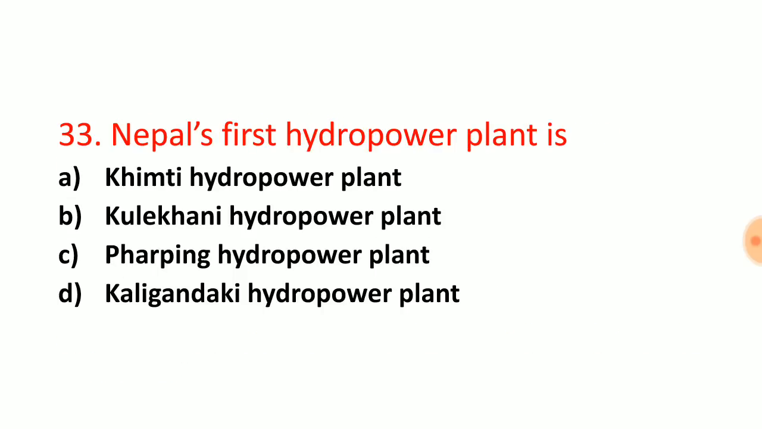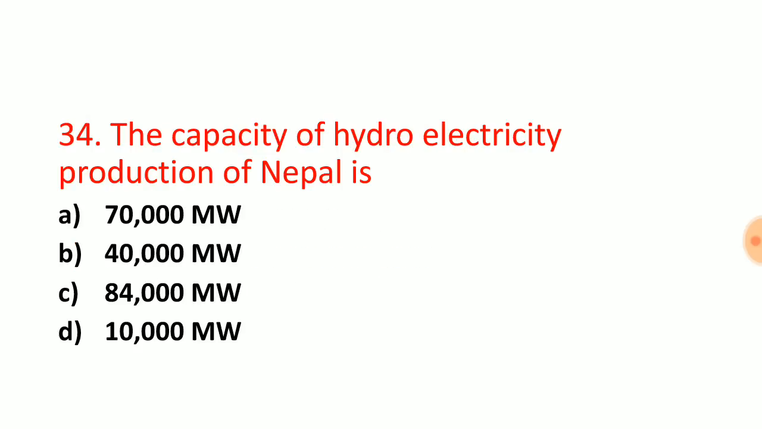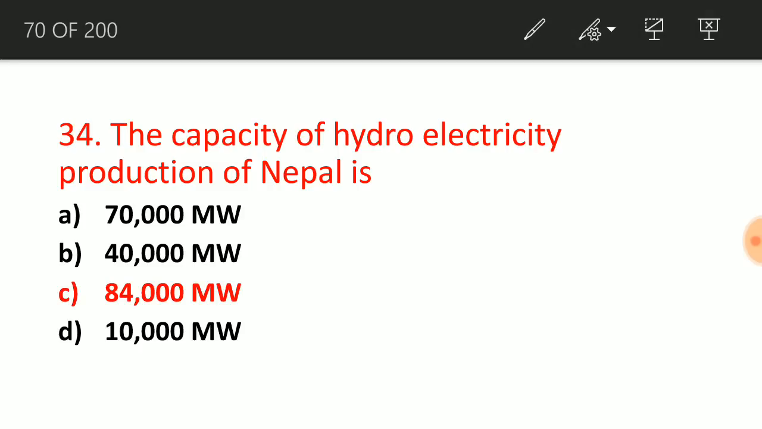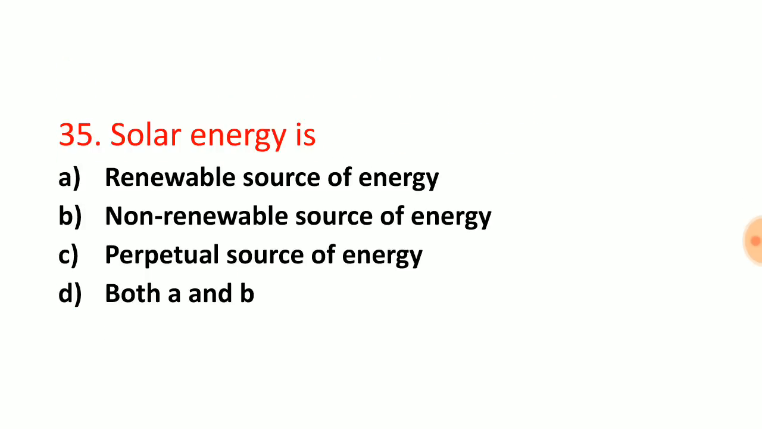Question number 33. Nepal's first hydropower plant is Pharping hydropower plant. So option choice C is the correct answer for question number 33. Now question number 34. The capacity of hydroelectricity production of Nepal is 84,000 megawatt, but we can produce 40,000 to 43,000 megawatt economically and easily.